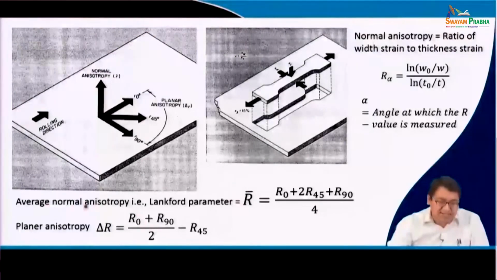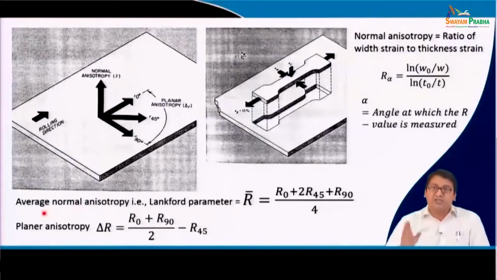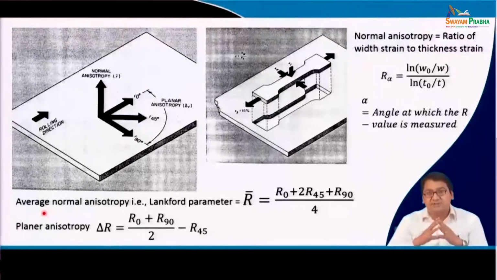On the other hand, there is another important thing, which is planar anisotropy, and the planar anisotropy, that is delta R, is basically equal to R 0 plus R 90 divided by 2 minus R 45.